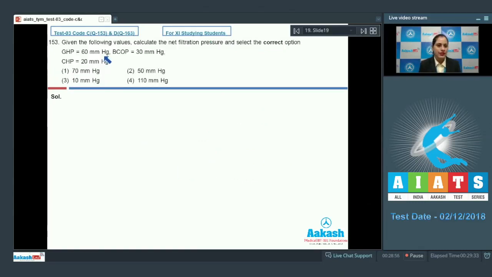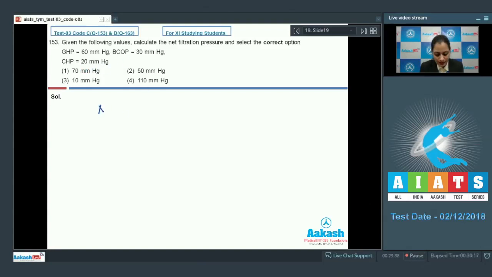Question number 153. Given the following values, calculate the net filtration pressure and select the correct option. Given is GHP, that is glomerular hydrostatic pressure, is 60 mmHg. BCOP, that is blood colloidal osmotic pressure, is 30 mmHg, and CHP, which is capsular hydrostatic pressure, is 20 mmHg.